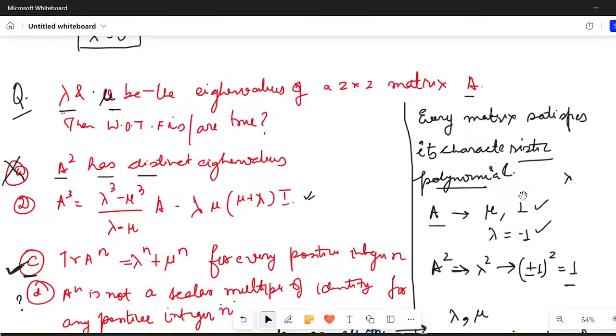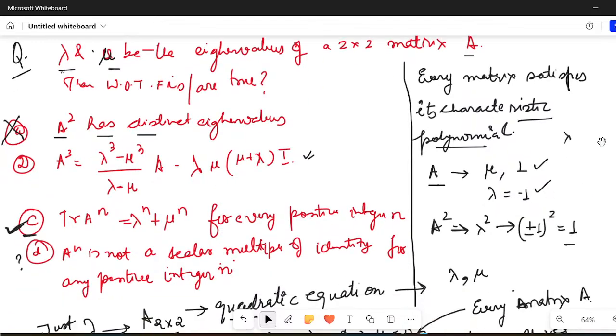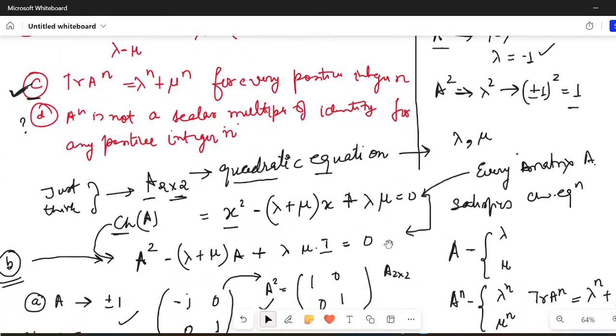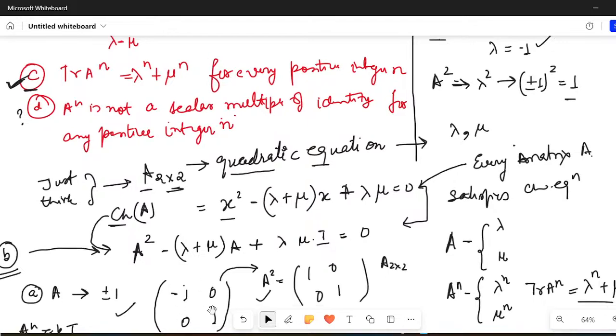Now just take the first example, 1 and minus 1. If these are the eigenvalues, can I not make the matrix in this form? So this would be the matrix A. And if I do A square, I'll get an identity. So it negates our option number D, because option number D says what? A raised to power n is not a scalar multiple of identity.